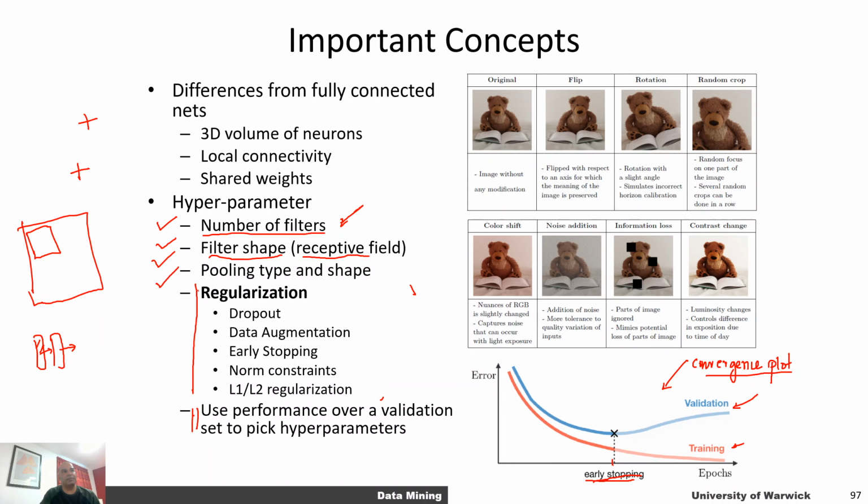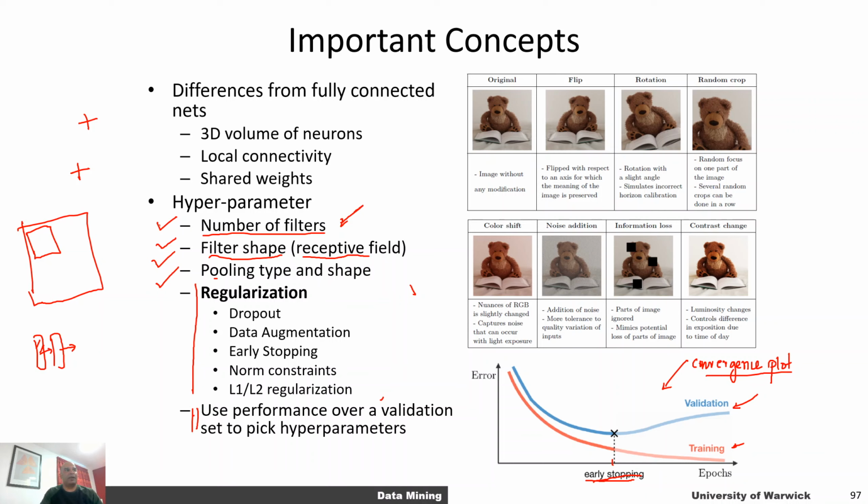Similarly, pooling type and shape also is a factor. How much information reduction needs to be done? You can have max pooling, you can have average pooling, you can have different shapes of the pooling size, you can have different strides, but all of that is again dependent upon the input image and the type of problem that you are trying to solve.